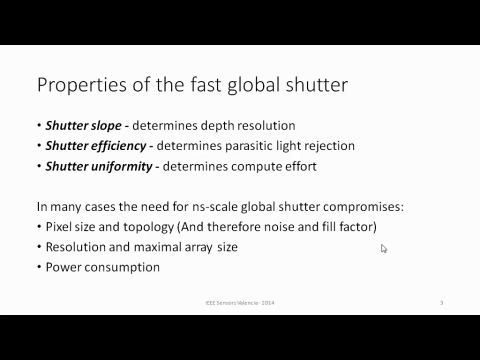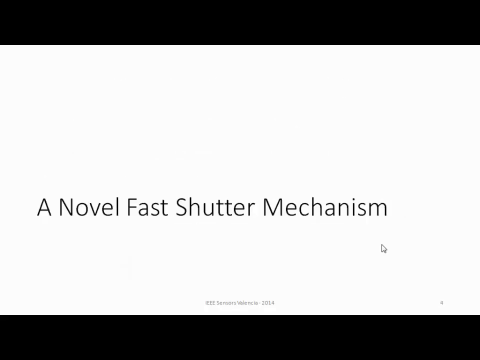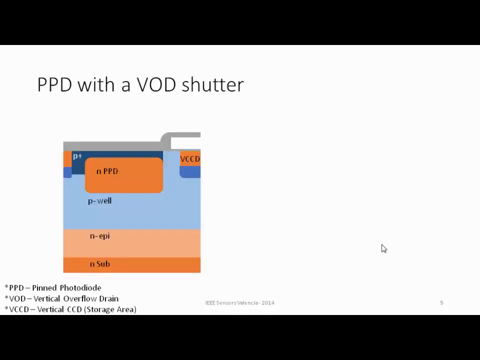And lastly, the power consumption of the sensor is, of course, affected very much by the need to toggle open and close the shutter many, many times. It is usually a very large capacitance that I need to charge and discharge, and it causes a lot of problems with power consumption. So I'm here to offer a new mechanism, which is actually a very, very old mechanism for doing fast shutter gating in image sensors. And this mechanism is called the vertical overflow drain.